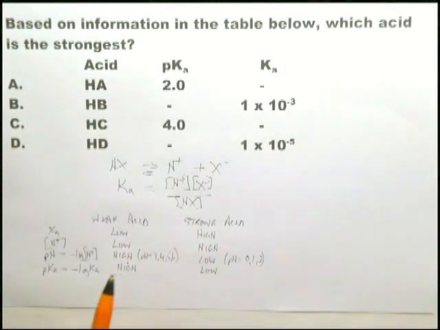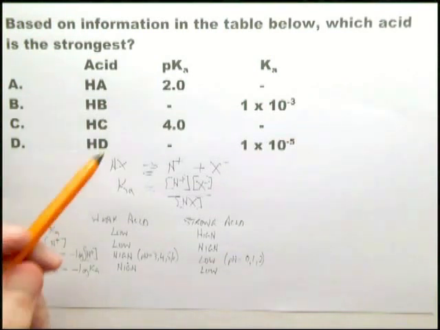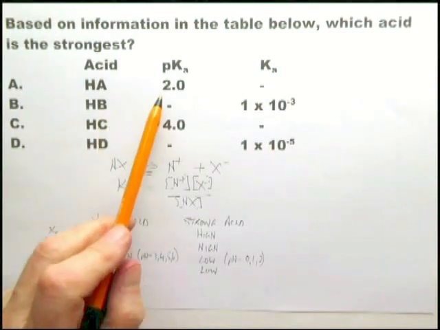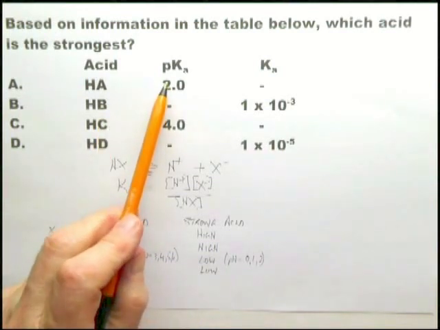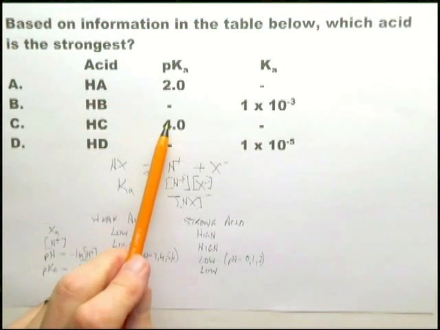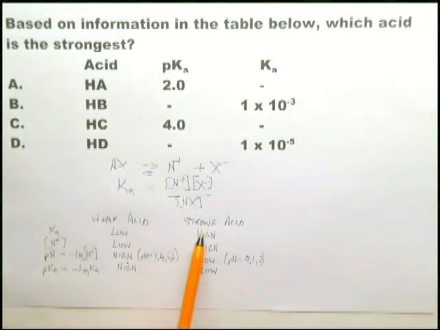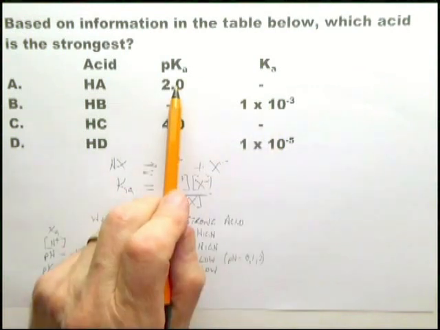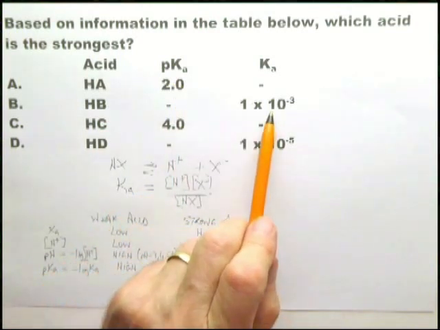Given this table, we're now looking at which acid is the strongest. As they give us pKa, we want a low pKa, so we can immediately say acid A is stronger than acid C. In terms of Ka, we're looking for a strong acid, so we're looking for a high Ka, and the highest of these two is B. The only two we need to compare are A, which has a pKa of 2, and B, which has a Ka of 1 times 10 to the minus 3.